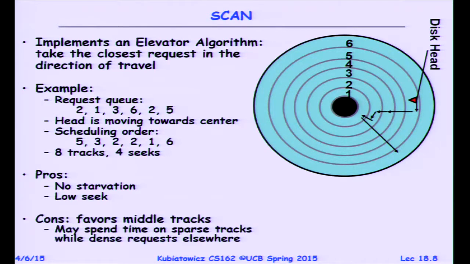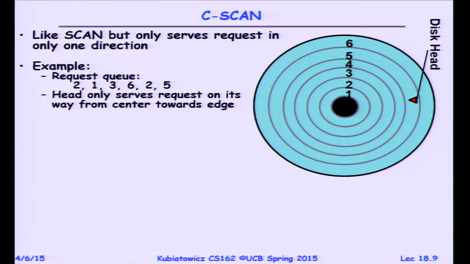The potential con is, if you think carefully about this and observe this the next time you're in a very tall building, this is actually favoring the middle tracks. Okay, so people who happen to be not on the ground floor and not on the top floor, but somewhere in the middle actually win a bit because you get picked up on the way down and up potentially. So there is this slight modification, which is called C-scan, which is you do the same thing, but you only go on one request.